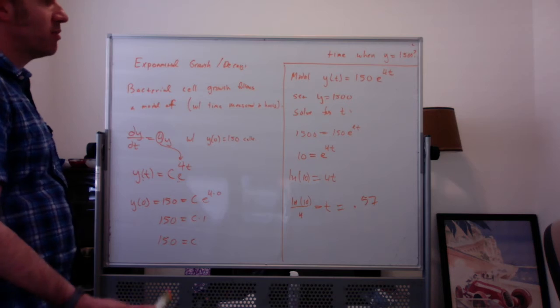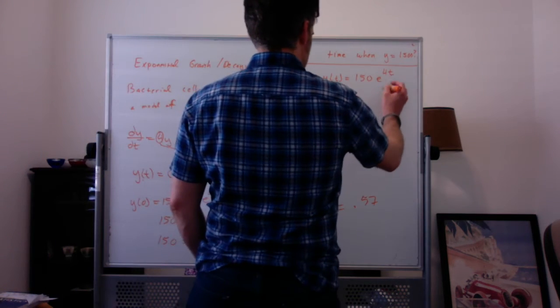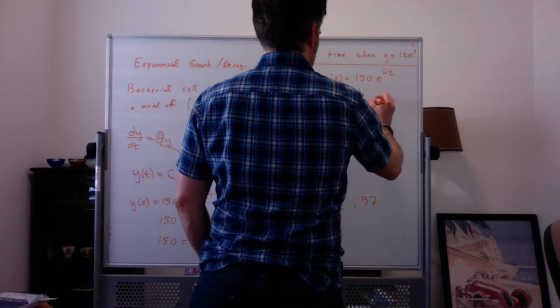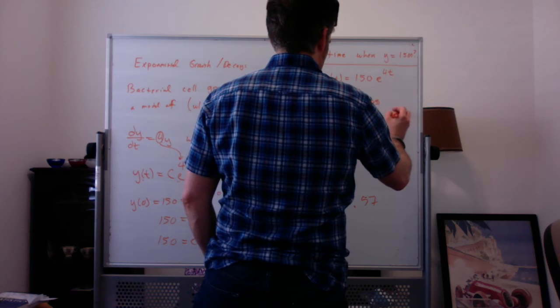A way that people would also write this is this model is 150 times e to the 4th to the t.